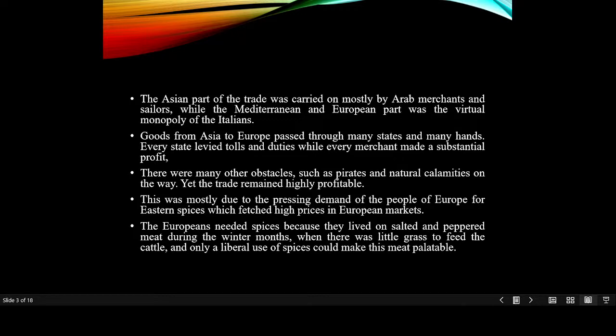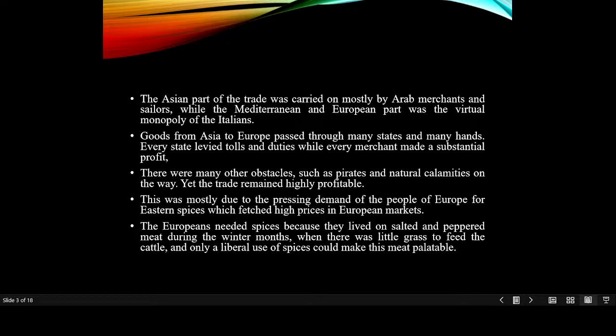So sometimes, while the Europeans carried the commodities in ships, the pirates used to get them. They used to burgle them. And the natural calamities, since these commodities were transmitted through ships, some natural calamities like cyclones are unavoidable. So amidst all these threats, the trade between India and the West remained highly profitable.